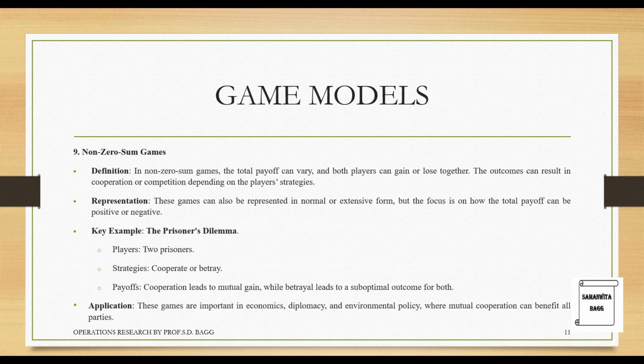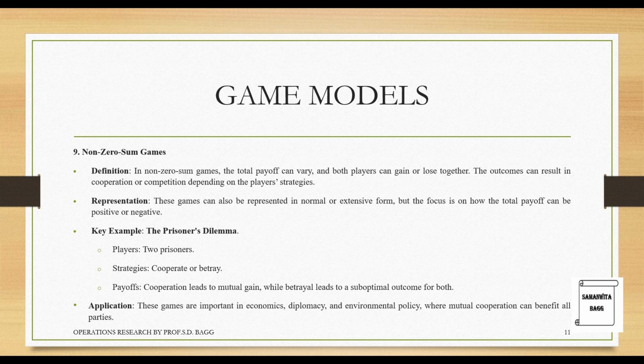Next one is non-zero sum game. Definition: in non-zero sum games, the total payoff can vary and both players can gain or lose together. The outcomes can result in cooperation or competition depending on the players' strategies. Representation: these games can also be represented in normal or extensive form, but the focus is on how the total payoff can be positive or negative. For example, the prisoner's dilemma, which is the example again over here.